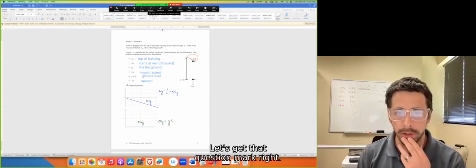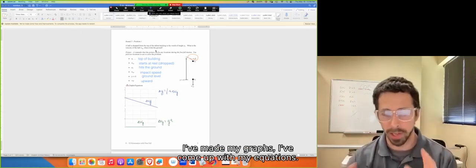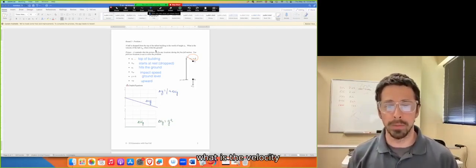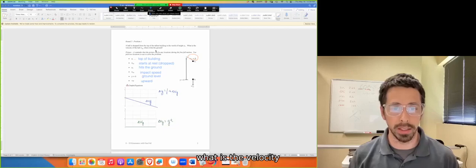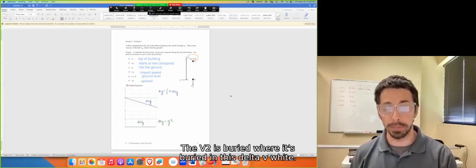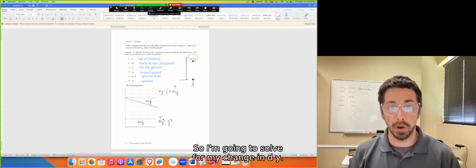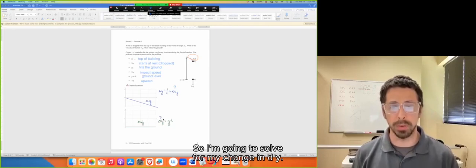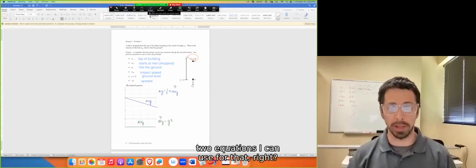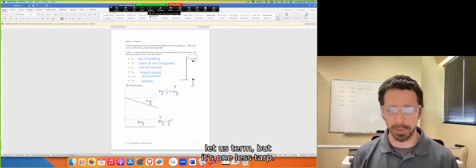Let's get that question mark. Notice I've drawn my picture, I've made my graphs, I've come up with my equations, and now I'm going to revisit the problem. Okay, what is the velocity of the ball, v2, when it hits the ground? So v2 is buried where? It's buried in this delta vy. So I'm going to solve for my change in vy. There are two equations I can use for that. The bottom one has one less term.